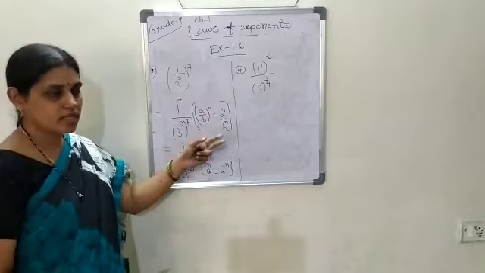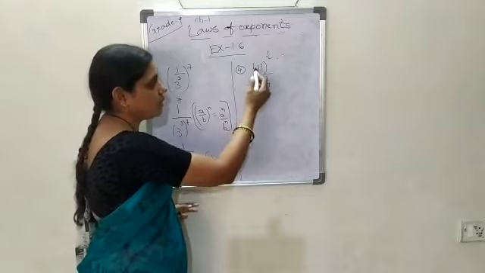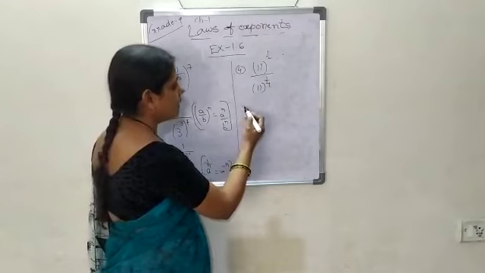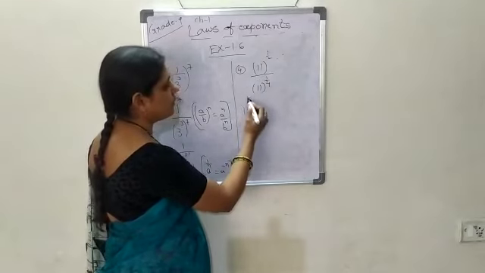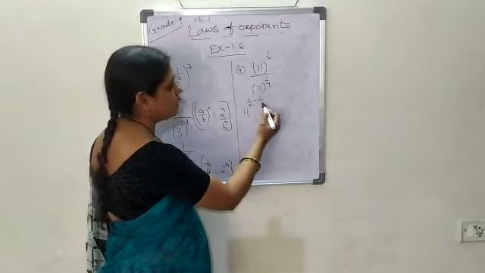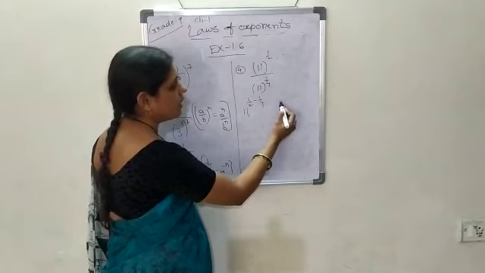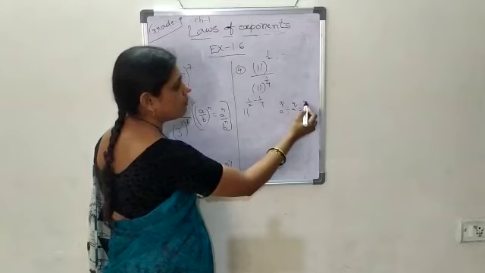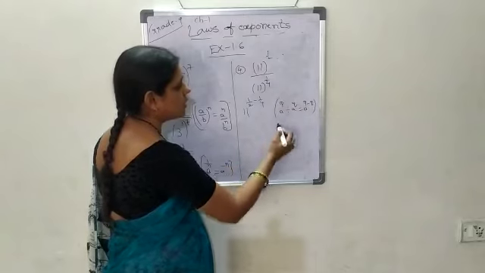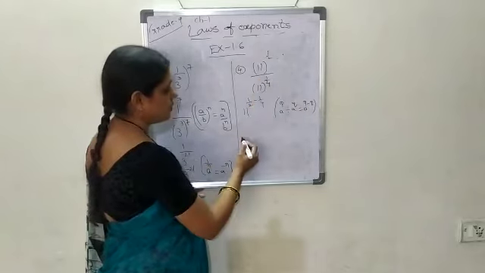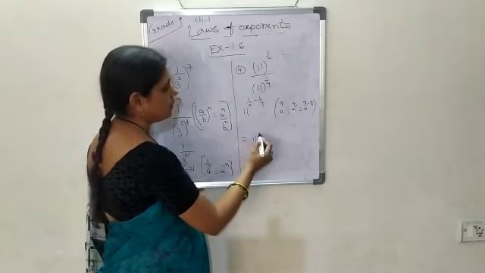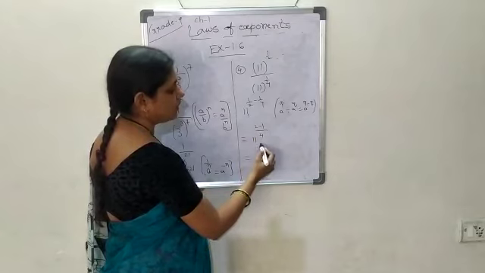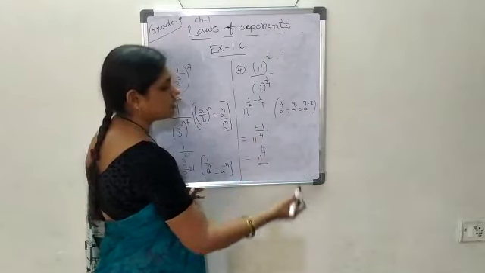And coming to the next example, 11 to the power 1 by 2 divided by 11 to the power 1 by 4. Here the exponents are rational numbers. So definitely we can subtract: 11 to the power 1 by 2 minus 1 by 4. Here what is the law we are using? A power p divided by a power q equal to a power p minus q. So based on that, 11 to the power 1 by 2 minus 1 by 4. Here LCM we have to take. So that is 11 to the power 1 by 4. This is the final answer.